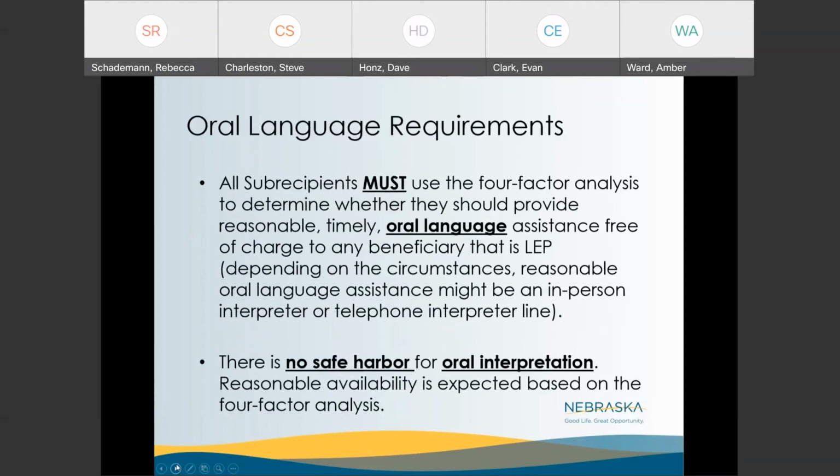So we do have a couple of requirements with LEP. All subrecipients must use the 4-factor analysis to determine whether they should provide reasonable, timely oral language assistance free of charge to any beneficiary that is LEP. Depending on the circumstances, reasonable oral language assistance might be an interpreter or telephone interpreter line. There is no safe harbor for oral interpretation. Reasonable availability is expected based on the 4-factor analysis. So you have an individual come in, you should, for the best of your efforts, try to assist. Next slide.